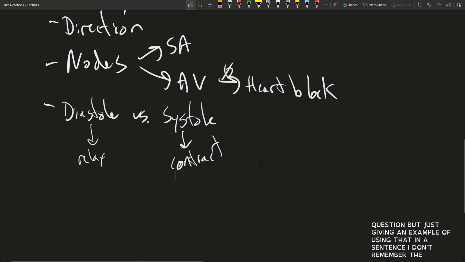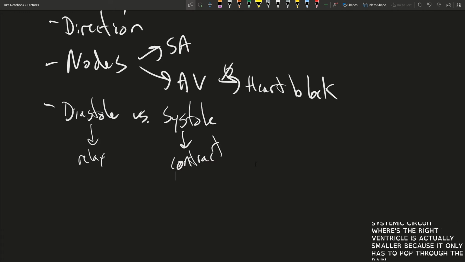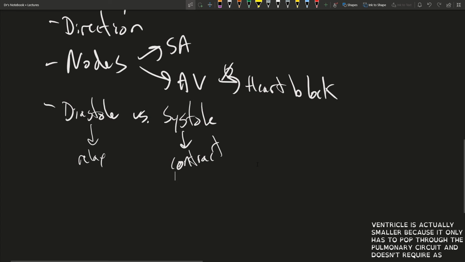Then remember, there's a difference between the left and the right side of the heart as well when it comes down to the size of the myocardium. So remember, the left ventricle is larger and thicker because it has to pump blood to the systemic circuit, whereas the right ventricle is actually smaller because it only has to pump through the pulmonary circuit and doesn't require as much pressure.